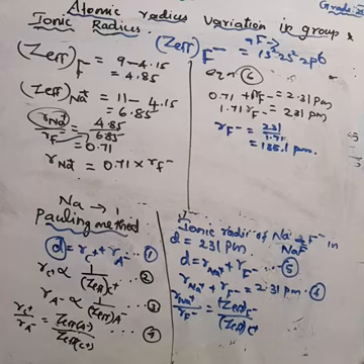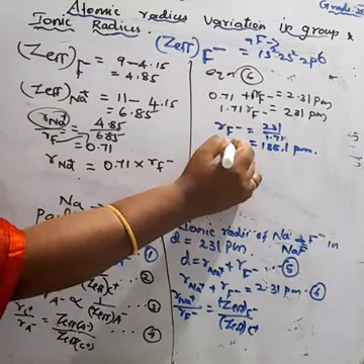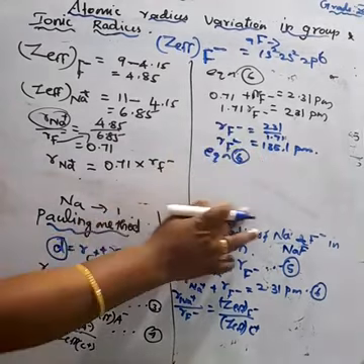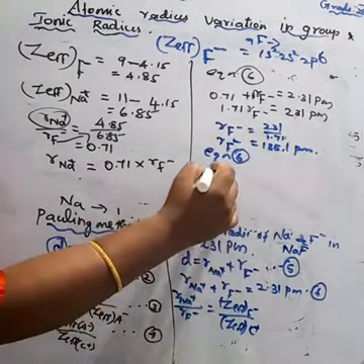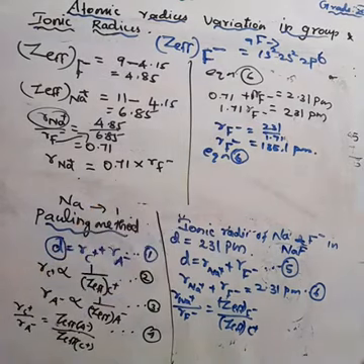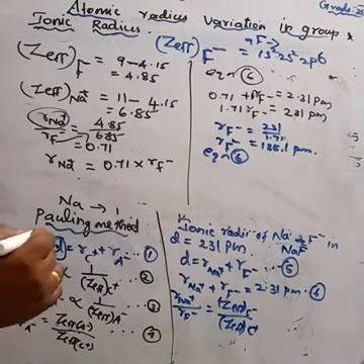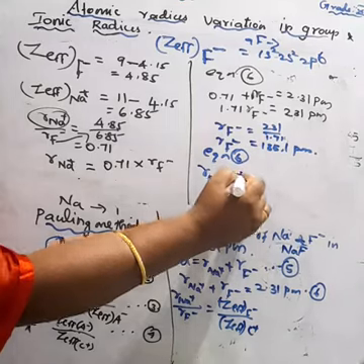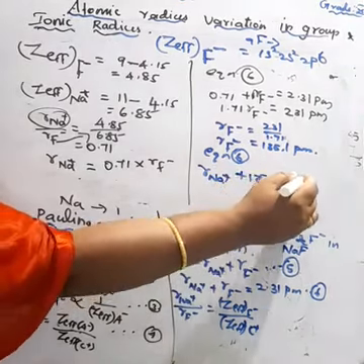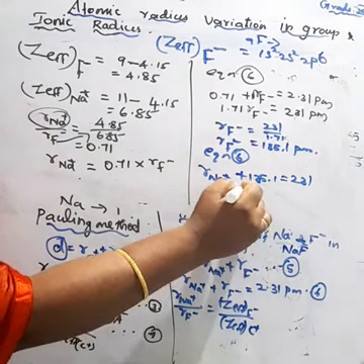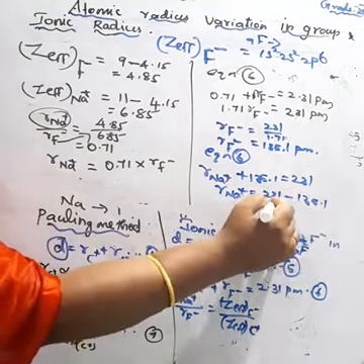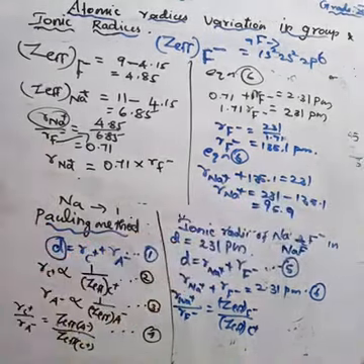135.1 picometer. Substituting the value of R F- in equation number 6, we get R Na+ plus 135.1 is equal to 231. So R Na+ is equal to 231 minus 135.1. So we get 95.9 picometer. Understood? This is about the ionic radius.